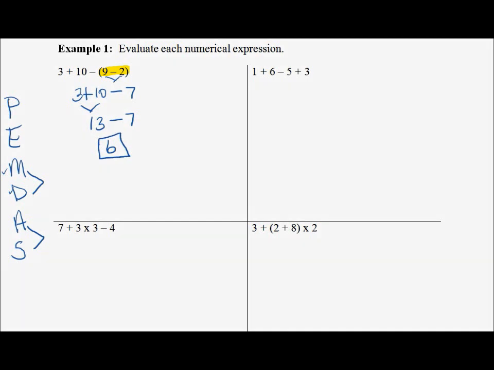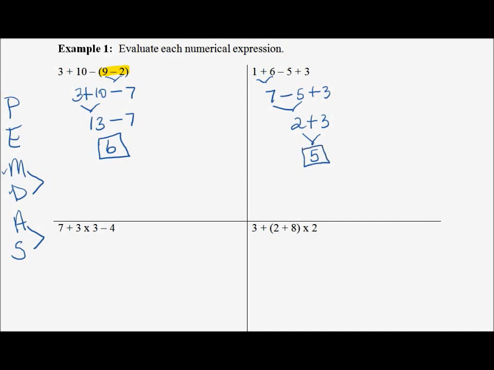Okay. My next one, I take a quick glance at it, and I see I only have, not multiplication, addition and subtraction. So I know I'll just work this from left to right. I'll start here, 1 plus 6 is 7. I'll bring down everything else. And then I have 7 minus 5, which is 2. Bring down plus 3. Notice that I'm doing one operation at a time, but I'm bringing down everything else. 2 plus 3 is 5. So that means that my final answer here is 5.